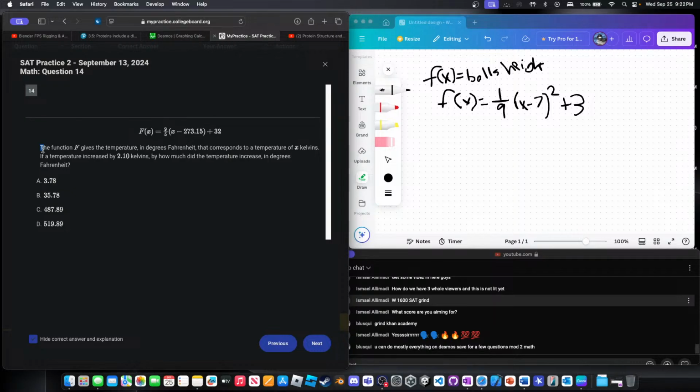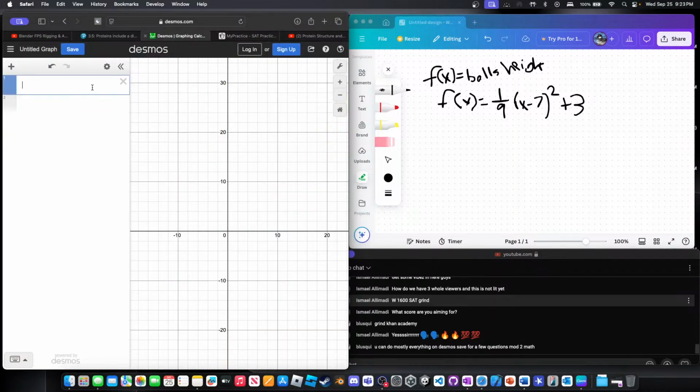The function f gives the temperature in degrees Fahrenheit that corresponds to a temperature of x kelvins. If the temperature increased by 2.10 kelvins, by how much did the temperature increase in degrees Fahrenheit? Oh, this is easy. You just plug 2.10. We just put this in a calculator. This is easy. Wow, if I had an easy question like this.